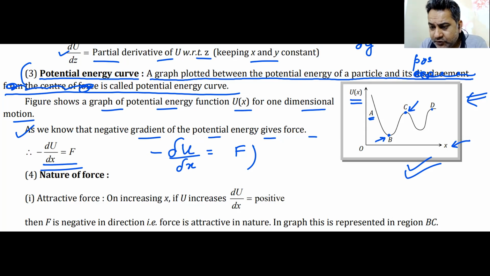I hope you have noted down this potential energy curve. After this, what we are going to discuss in the next class is the nature of forces. Where is the force attractive? Where is the force repulsive? Where is the force zero? We'll be discussing all these points in the next class.